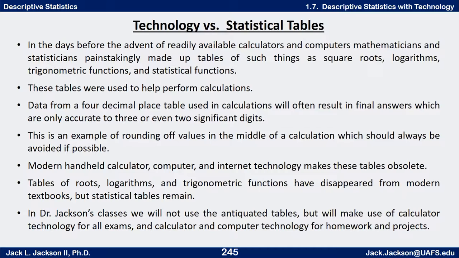However, there's a problem. If you take data from a 4 decimal place table, so the data has already been rounded off to 4 significant digits, let's say, and that's used in calculations, it will often result in final answers which are only accurate to 2 or 3 significant digits. So really, when you do calculations with a 4 significant digit table and you do any further calculations with that, you can only be confident that about 2 of the digits will be significant in your answer.